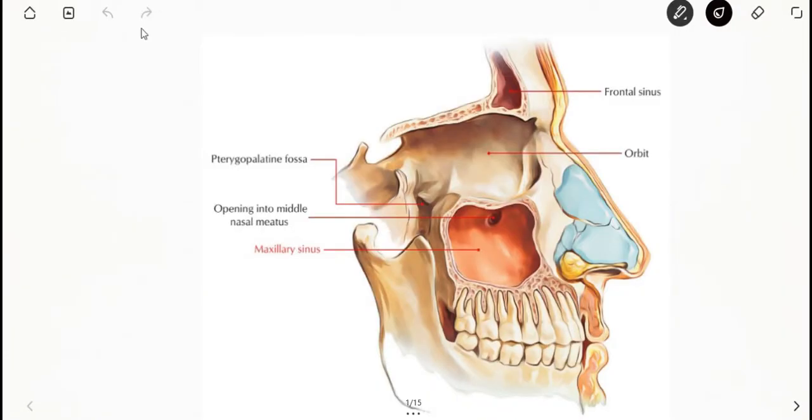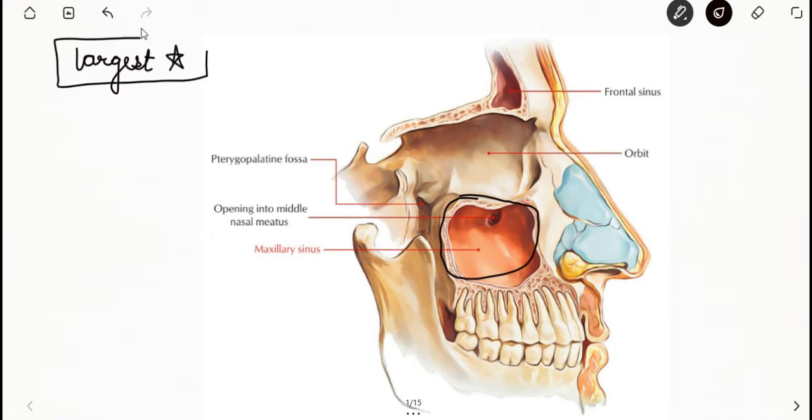Coming to the maxillary sinus. The maxillary sinus lies in the body of the maxilla, and it is the largest of all the paranasal sinuses. So which paranasal sinus is largest of all? It is the maxillary sinus. We have already discussed the maxillary sinus.